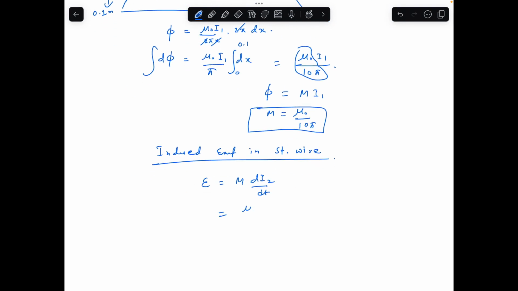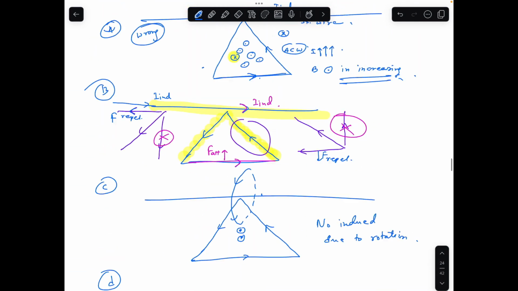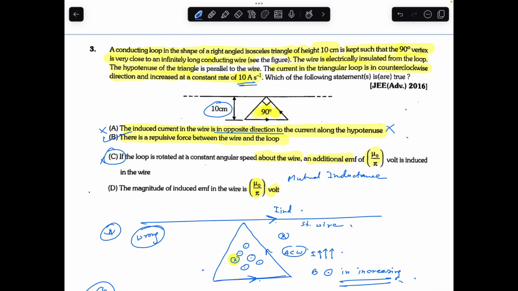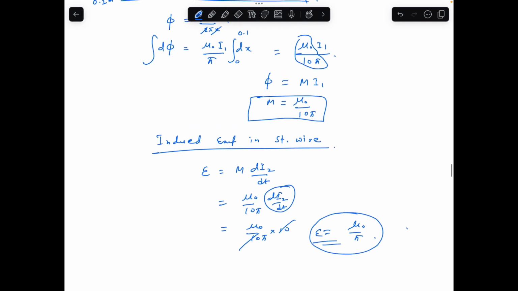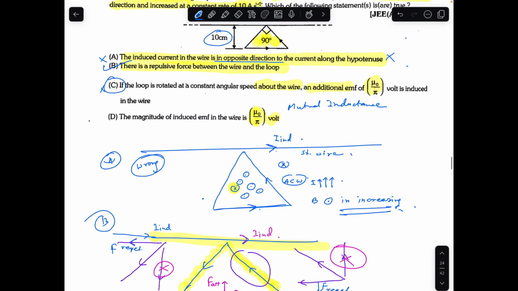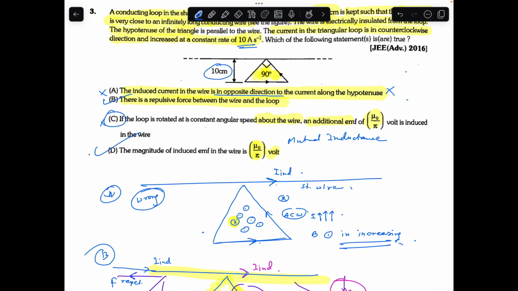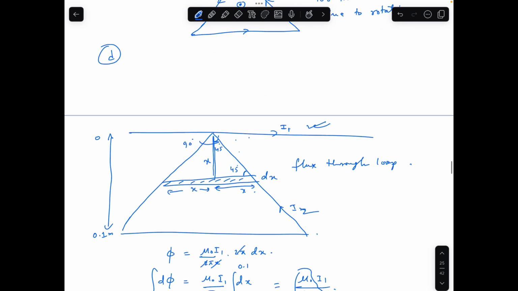Correct? So M is how much? Mu naught by 10 pi. And what is dI2 by dt? dI2 by dt is given. That is 10 ampere per second. So you write mu naught by 10 pi into 10. 10, 10 cancel. So you are getting mu naught by pi. So this is the induced EMF in the straight wire, which is absolutely correct. So option D is correct. So here the answer is B and D. Both are correct. Third question done. Okay.